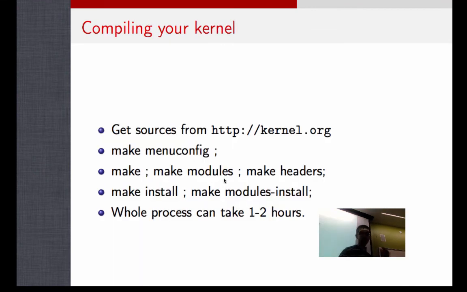We have already seen how to compile your own kernel. Just download the source, run make config first to select what you want, make modules and headers, and finally install it. Questions? Okay.